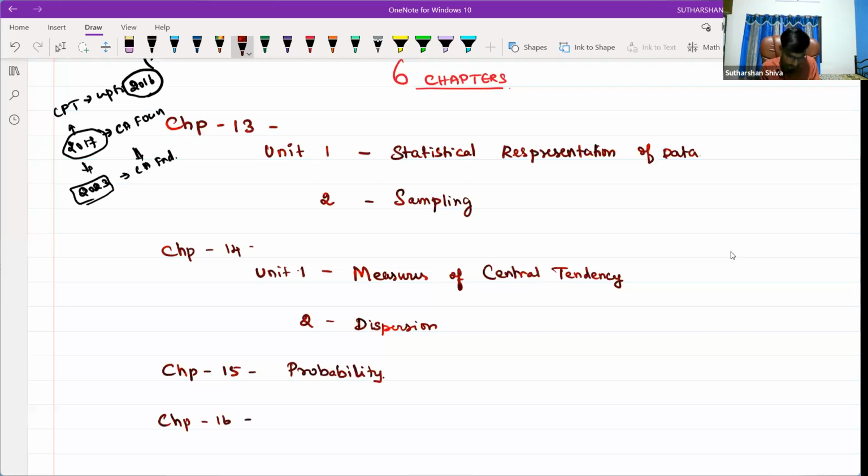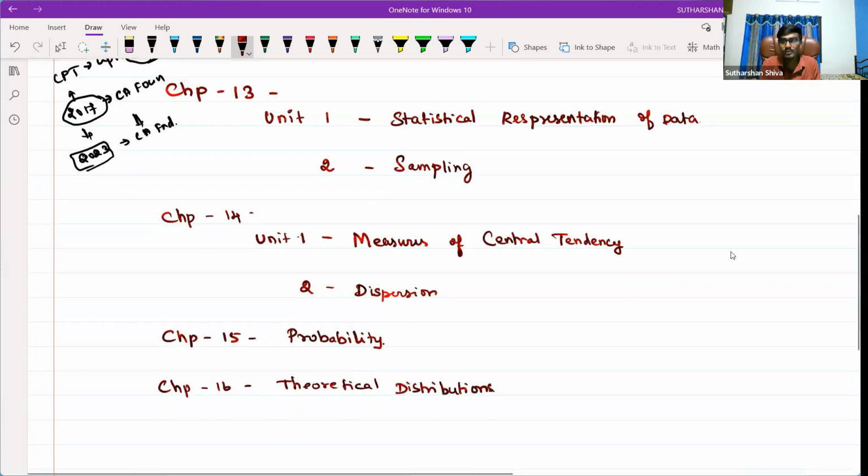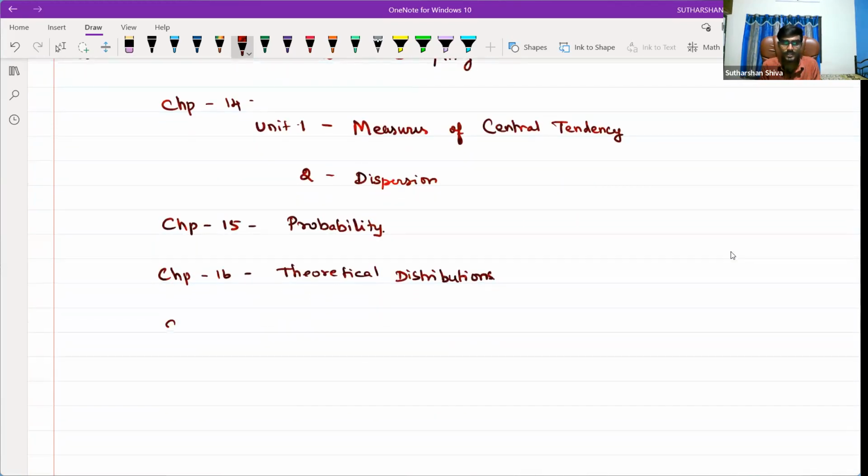Chapter number 16, we are having theoretical distribution. What is a theoretical distribution? It is about binomial, normal, and Poisson distributions, how we are going to distribute the data. That's a very simple chapter, but we are having tricks and shortcuts. So don't worry about chapter number 16.